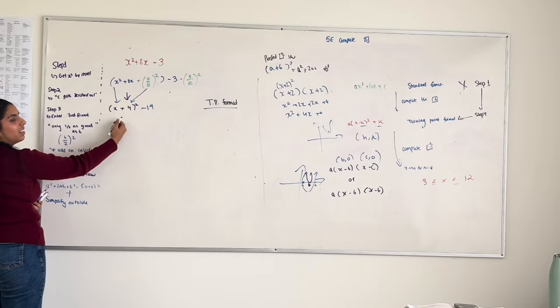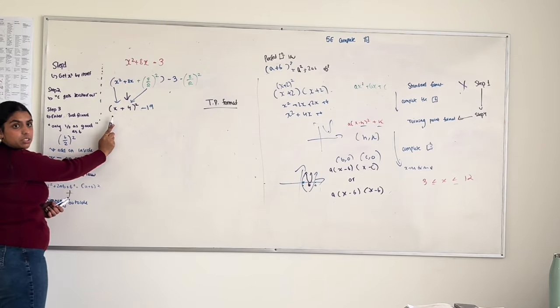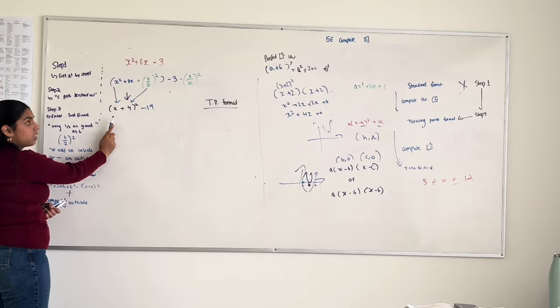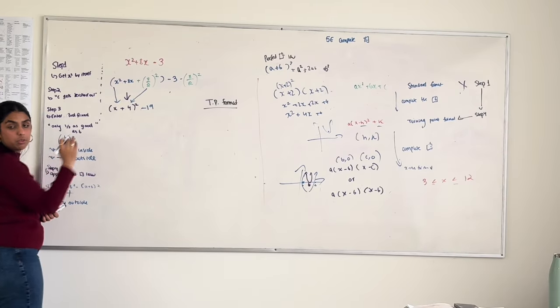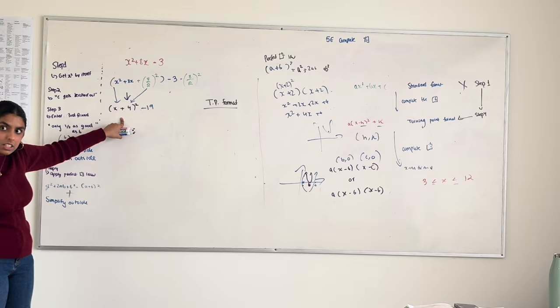Oh no, we smile then. This is a smiley face. So don't pay attention, otherwise this won't make sense when you go home. Is this a smiley face or a sad face? Smile face, because there's no negative over here. If this was negative, it would be a sad face. And what's the turning point, everybody? Negative 4, negative 19. Makes sense?